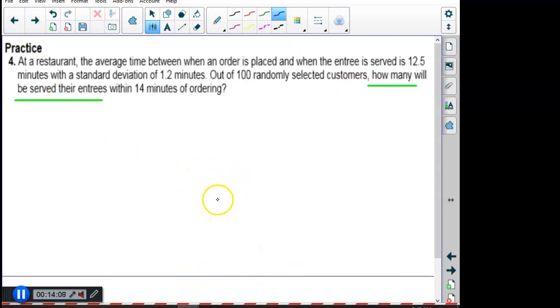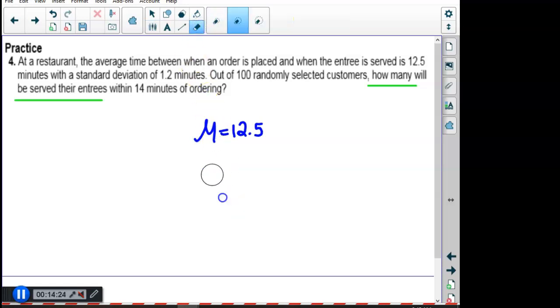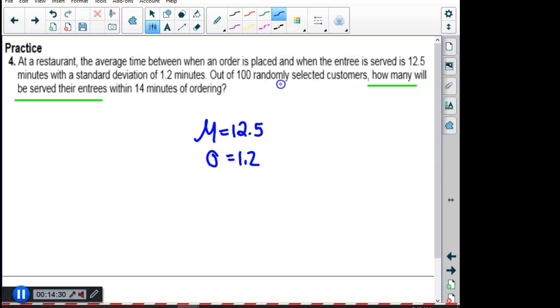At a restaurant, the average time between when an order is placed and when the entree is served is about 12.5 minutes with a standard deviation of 1.2. Out of 100 randomly served customers, how many will be served their entrees within 14 minutes of ordering?